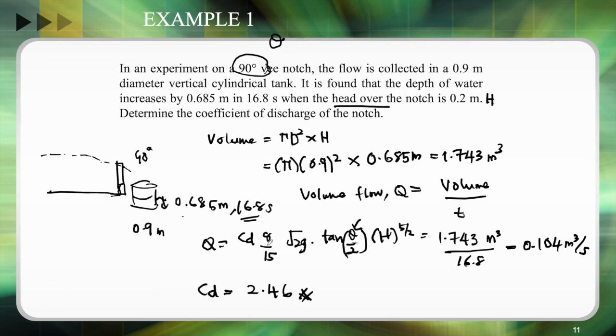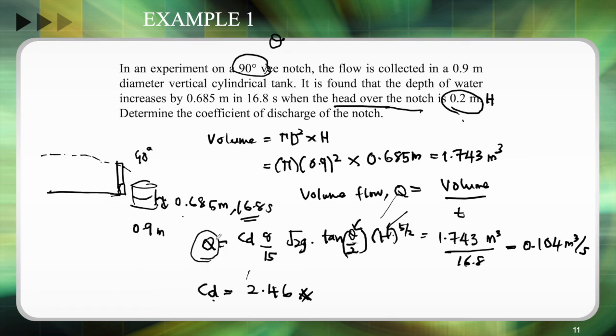What about the H? H is the head over the notch. Here, the head over the notch is already given as 0.2. So you substitute into this equation and then rearrange to get CD.